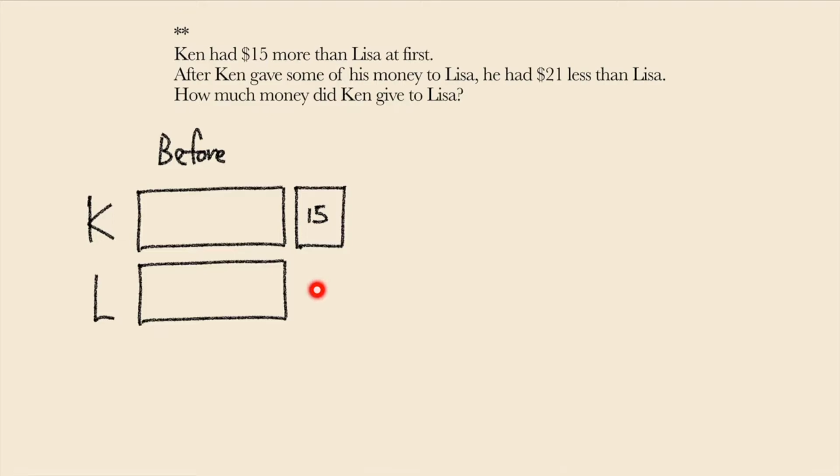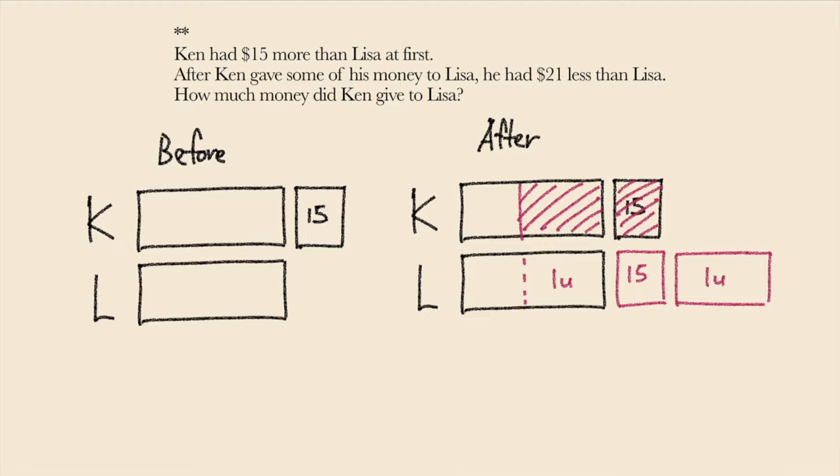So, if K had 21 less, doesn't that mean that whatever was given was more than 15? So I'm expecting what's given to be longer than that. What's been given is not just the 15, but an unknown amount as well. Let's call this 1 unit. So what will happen is this 15 will be given to L, and this unknown 1 unit will also be given to L. Now don't forget, if I show that this is given as 1 unit, I can draw 1 unit below as well. In fact, I should. Now I'm going to show that the difference after was 21.